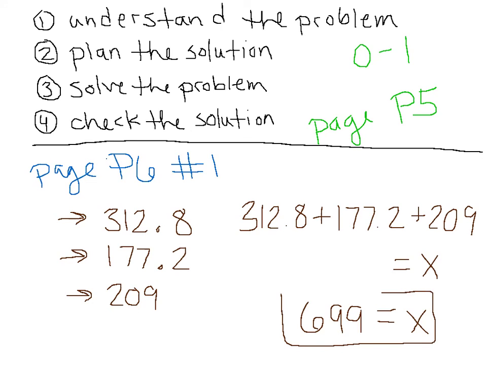Now, because the question says we can estimate, the answer in the book actually says it is about 700 miles, but that's okay. All we're doing here is we're going through these steps together to solve this small word problem. So I recommend for practice that you do the other odd problems on this page and go in the back of the book and check your answer.